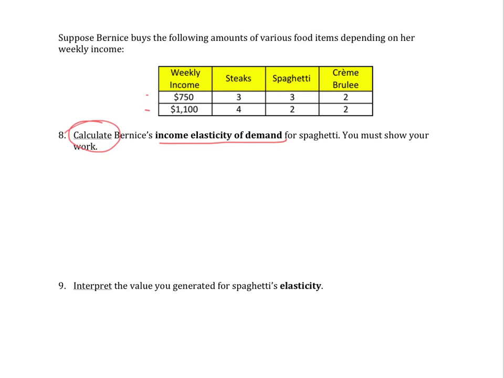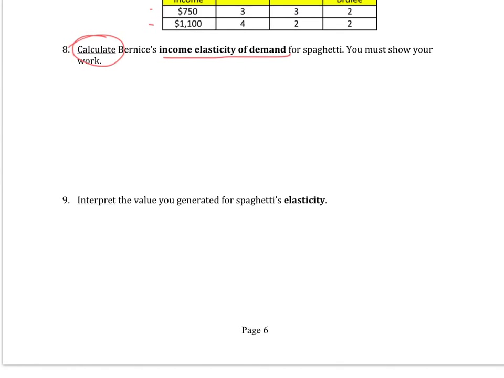The next problem is indicating that you need to interpret again. So that's you're going to generate a value in problem 8. You're taking that value, you're not leaving it in a ratio. You're taking that value, putting it over 1, and then interpreting the income elasticity of demand.